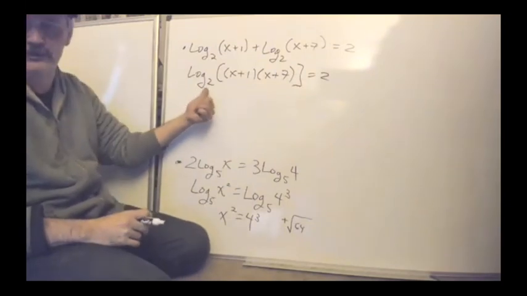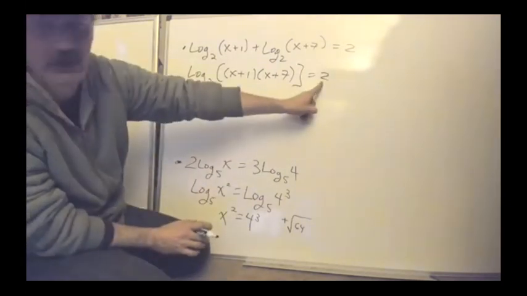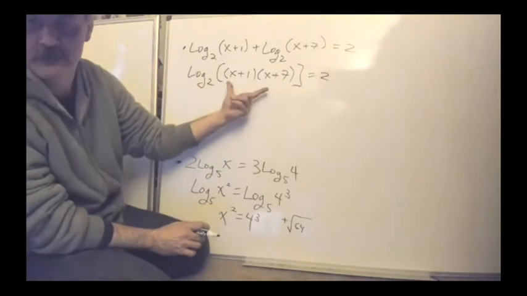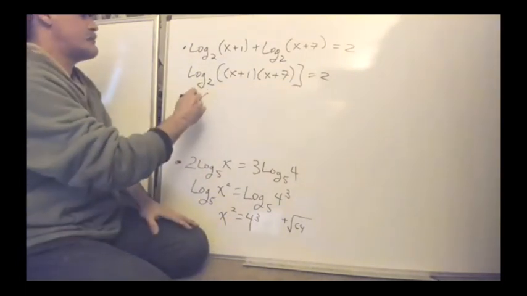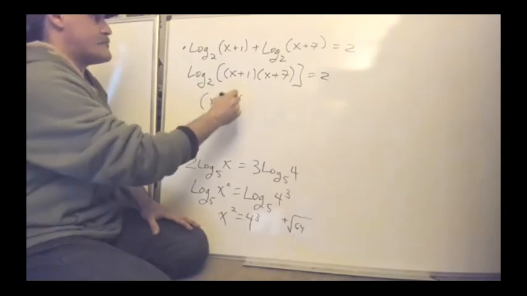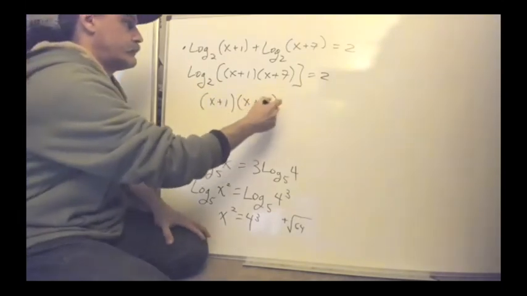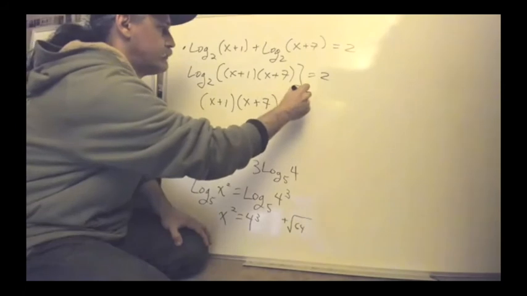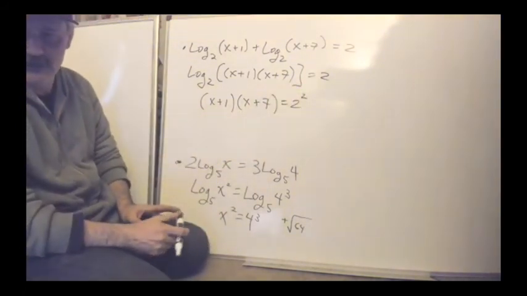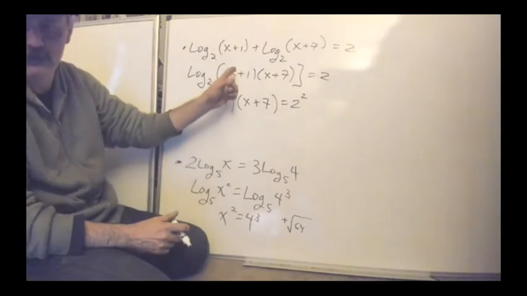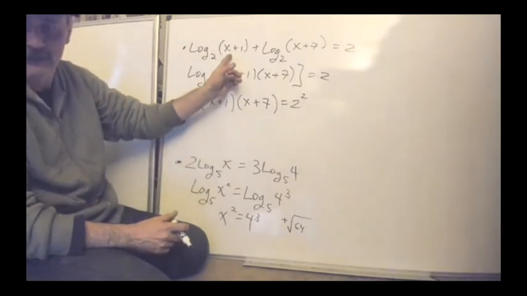So our base is 2. Our exponent is also going to be 2. And that's going to equal this product of binomials. Okay? And then you just solve that, you're going to get 2 solutions. But then you got to go back. If you add 1 to this x and it becomes a negative number, you have to exclude that solution.